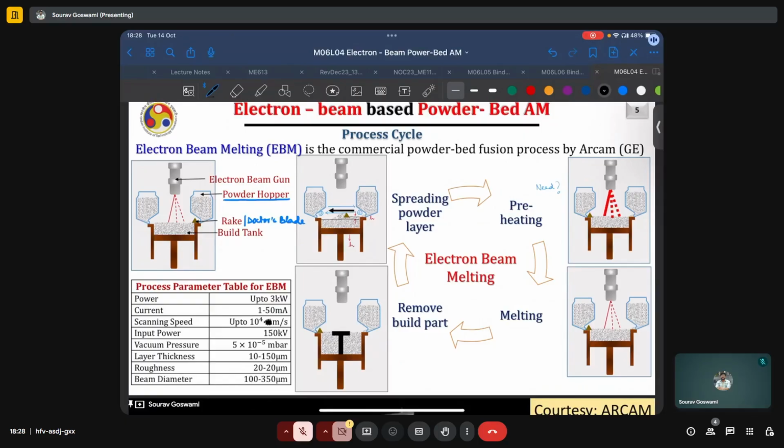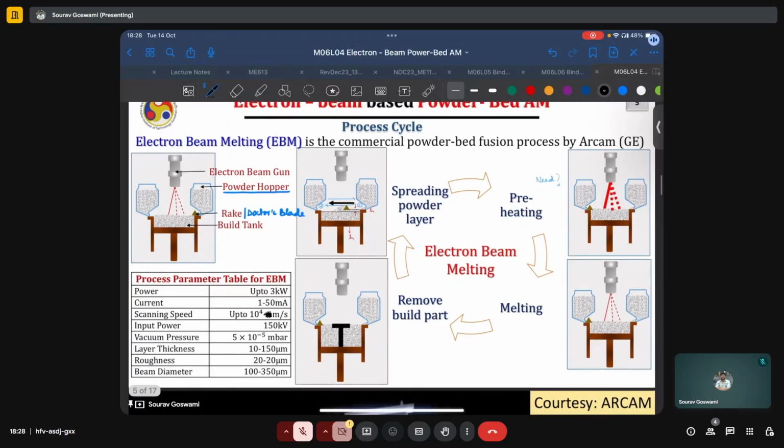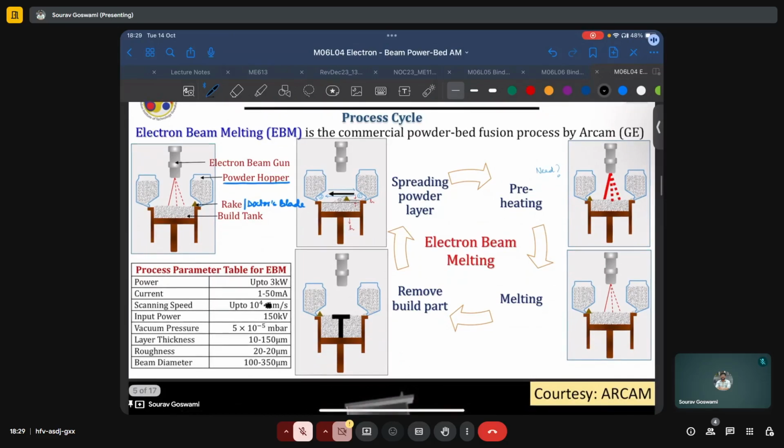The layer thicknesses which are typically used in this process, or the feature resolution, is between 10 and 150 micrometers. The surface roughness of finished parts is between 2 to 20 micrometers. For reference, what we call mirror finish is typically 1 micrometer or lower. And the beam diameter will typically be between 100 to 350 micrometers.